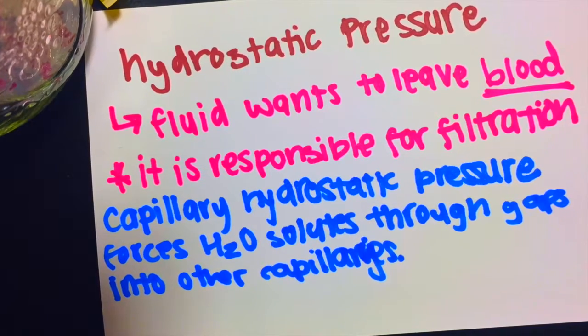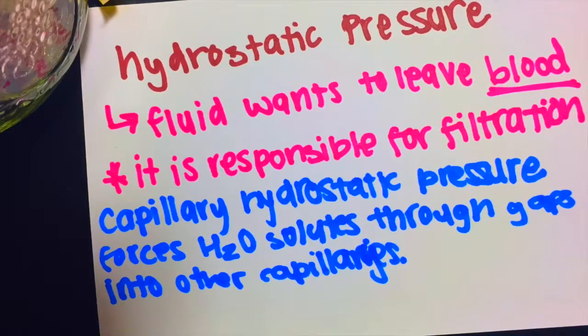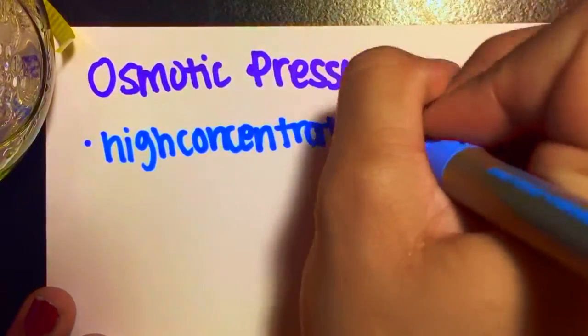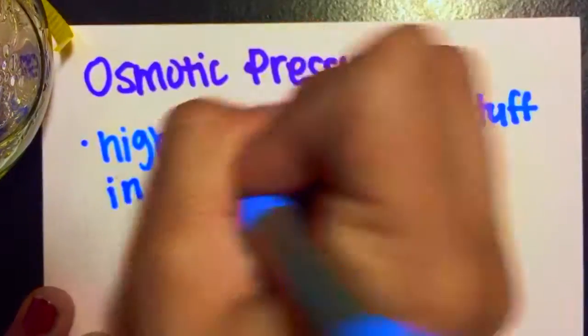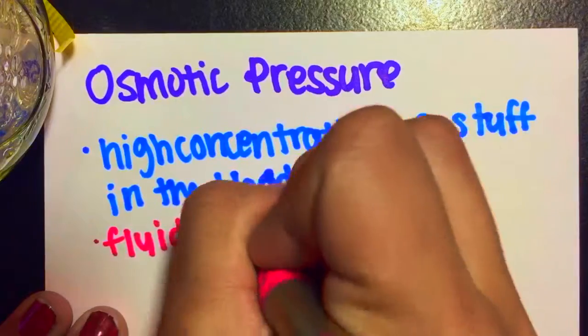After filtration pushes out 90% of the interstitial fluid, the fluid is then absorbed into the venule side of the capillary bed. It is reabsorbed due to osmotic pressure. Osmotic pressure helps suck in the fluid because it has a high concentration of albumin.